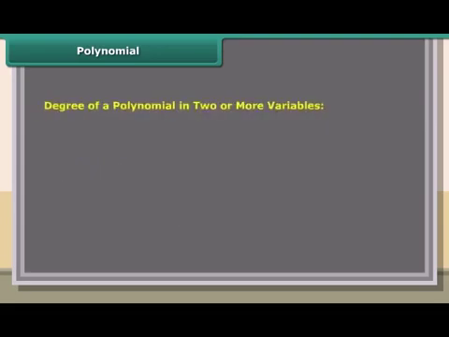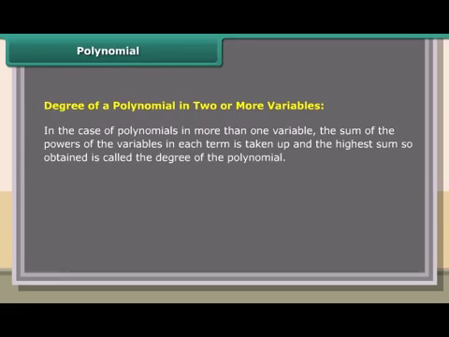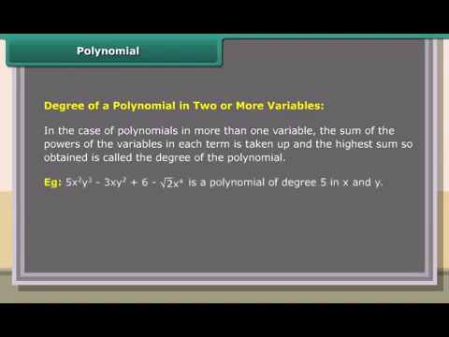Degree of a polynomial in two or more variables. In the case of polynomials in more than one variable, the sum of the powers of the variables in each term is taken up and the highest sum so obtained is called the degree of the polynomial. Example, 5x square y cube minus 3xy square plus 6 minus square root 2 x raised to the power 4 is a polynomial of degree 5 in x and y.